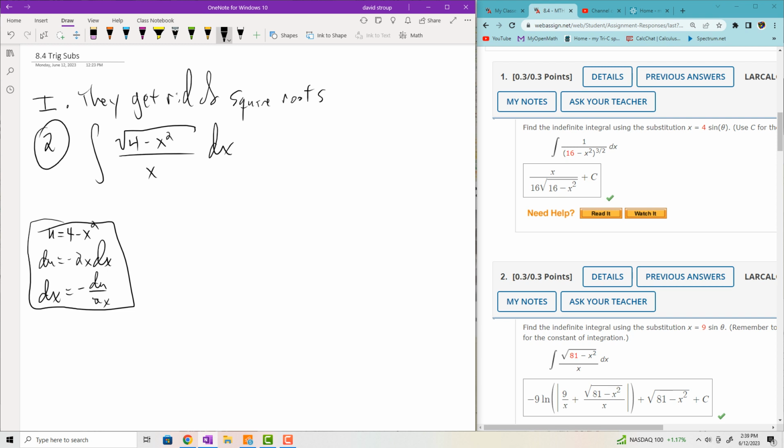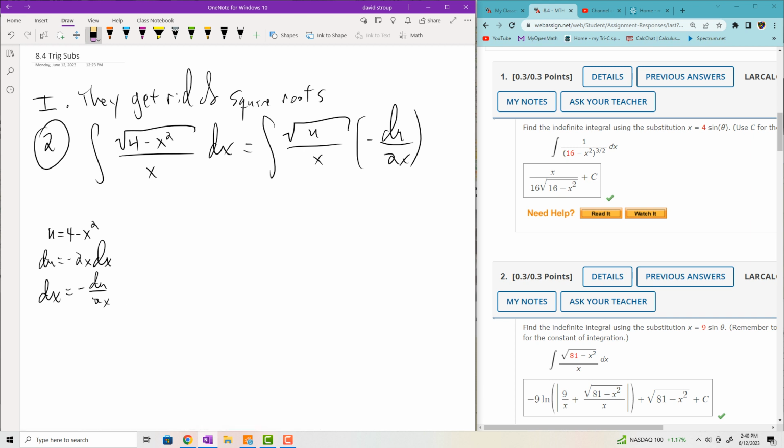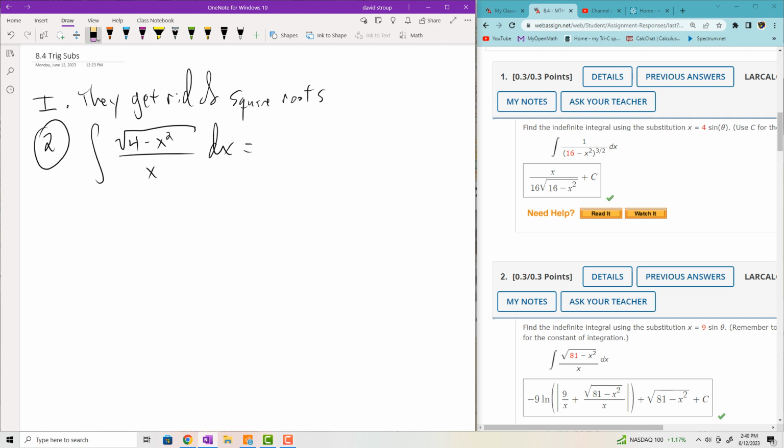But you would fail miserably, right? So this would end up being, and you don't need to write this out, the square root of u all over x times negative du all over 2x. And then you see the x's aren't going to cancel out in any nice way. So you may have to do some other substitution on top. It just gets worse, okay? So instead of doing that, what you're going to do, believe it or not, is make it a little bit more complicated at first.